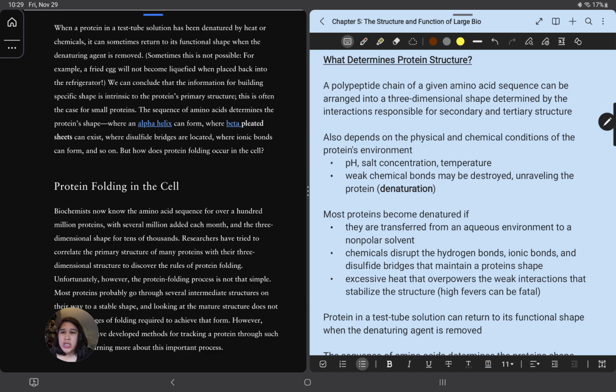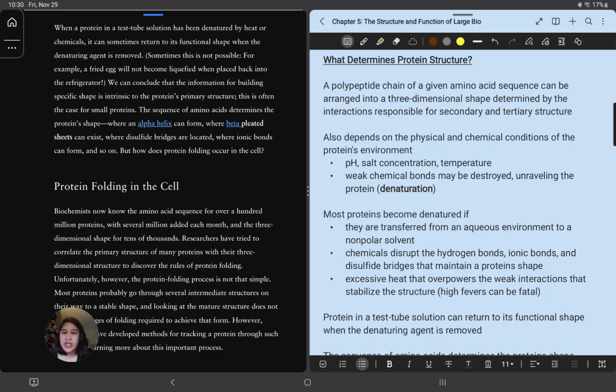A protein in a test tube solution has been denatured by heat or chemicals. When a protein in a test tube solution has been denatured by heat or chemicals, it can sometimes return to its functional shape when the denaturing agent is removed. Sometimes this is not possible. For example, a fried egg will not become liquefied when placed back into the refrigerator.